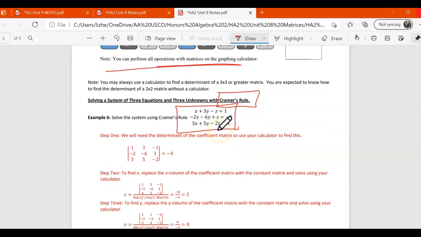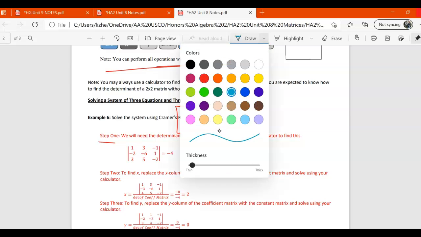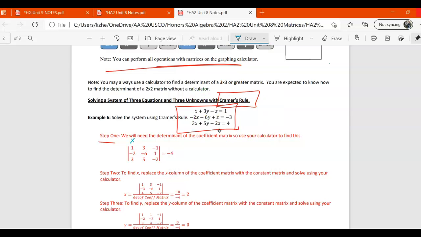All right. Step 1, we need the determinant of the coefficient matrix. So use your calculator to find this. Remember the coefficient matrix, you put in this first row, all your x coefficients: 1, -2, 3. And then your y's are 3, -6, 5. And then your z coefficients are -1, +1, -2.